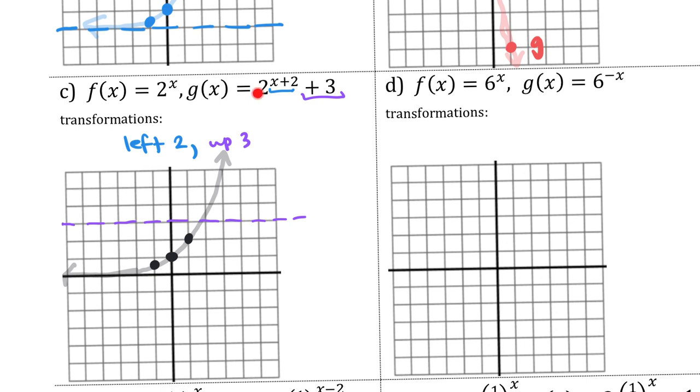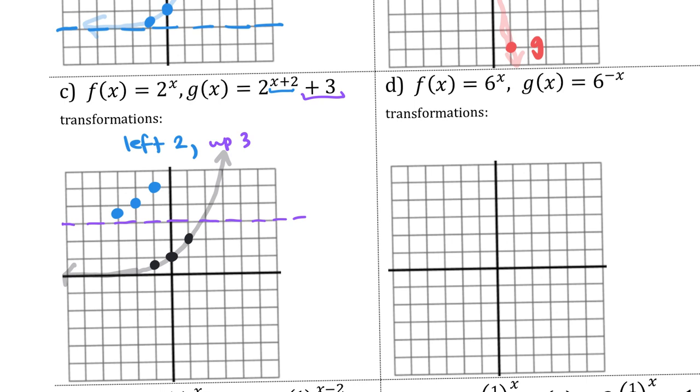Okay, now my parent function is 2 to the x. So from this line, I could say, okay, normally I go 0, 1, but I want to go left 2, so I'm going to put it over here. Okay, now from this line, I normally go 1, 2, but I want to go left 2. It's going to go over here. Okay, now from this line, I normally go left 1, 1/2, but I'm going to go left 2, 1, 2, and it's going to put me over to here. Okay, and this is going to be my graph.